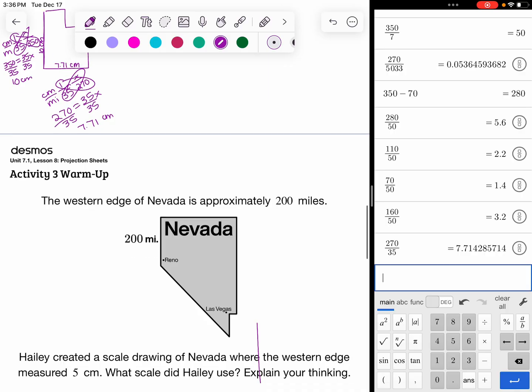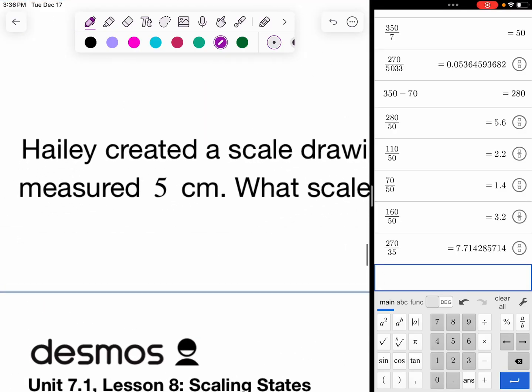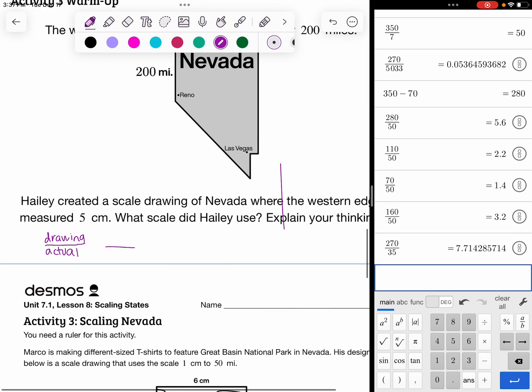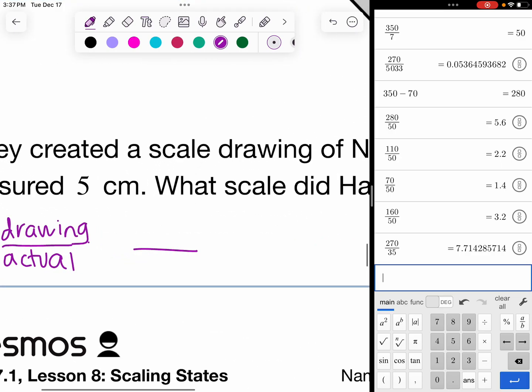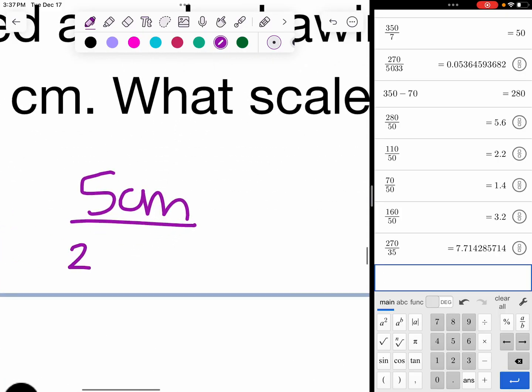All right, moving on, activity 3. It says the western edge of Nevada is approximately 200 miles. Haley created a scale drawing of Nevada where the western edge measured 5 centimeters. We need to figure out the scale that she used. So remember, our scale is always our drawing over the actual, how far it is in real life. Well, in our drawing, it said that it was 5 centimeters. But in real life, it was 200 miles.